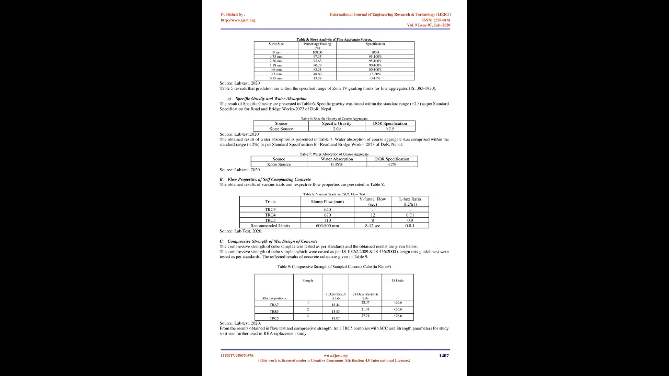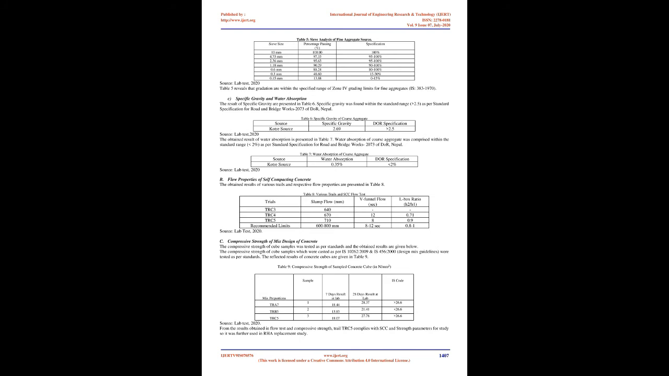Specific gravity was found within the standard range, greater than 2.5, as per Standard Specification for Road and Bridge Works 2073 of DoR, Nepal. Table 6, Specific gravity of coarse aggregate. Source, Specific gravity, DoR specification. Kotra source, 2.69, greater than 2.5. Source, Lab Test 2020.